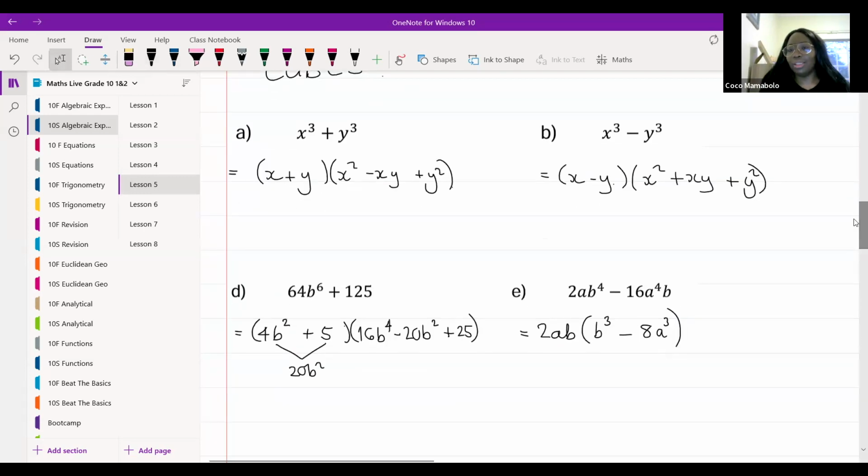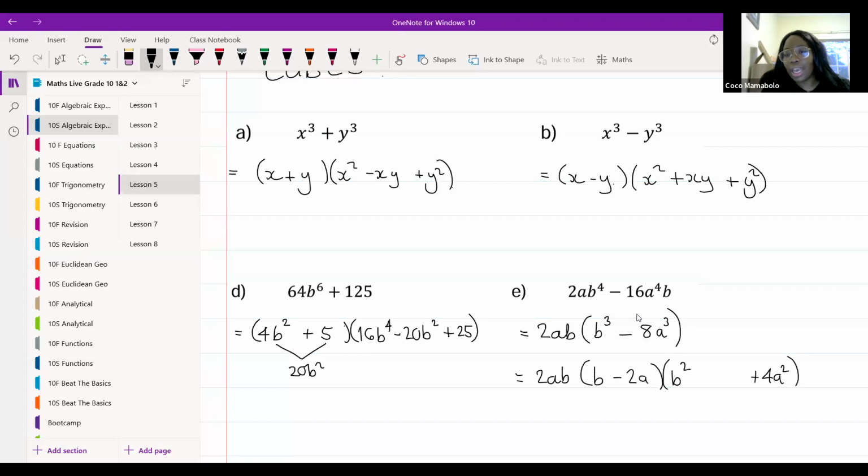Okay. Now I can go 2ab on the outside, and then I'm going to open a binomial, a trinomial. Then I'm going to go b minus 2a. Over here, I'm going to get b squared. At the end, I'm going to get plus 4a squared. And then b times negative 2a will give me negative 2ab. So in my bracket, it must be plus 2ab.